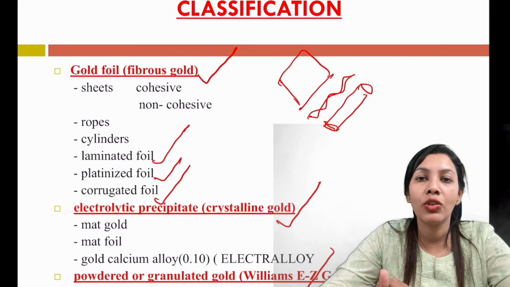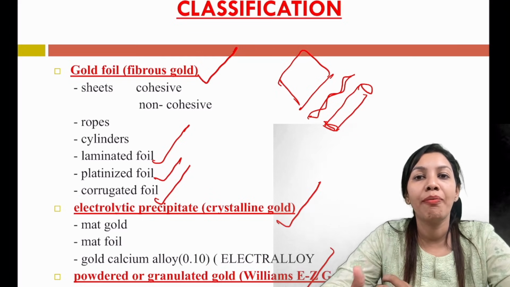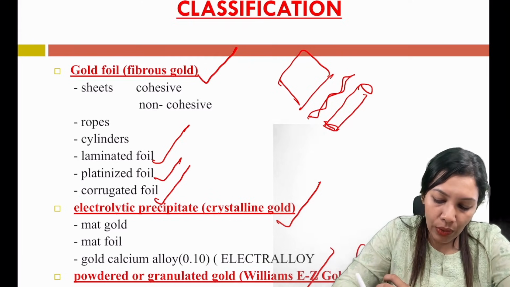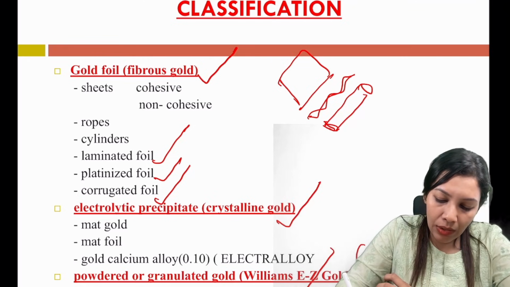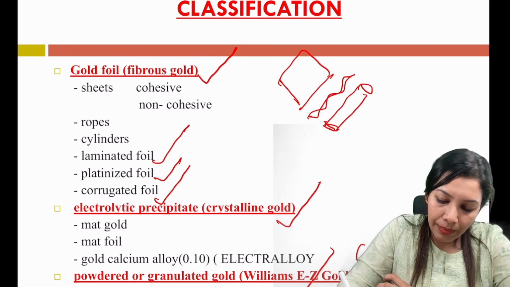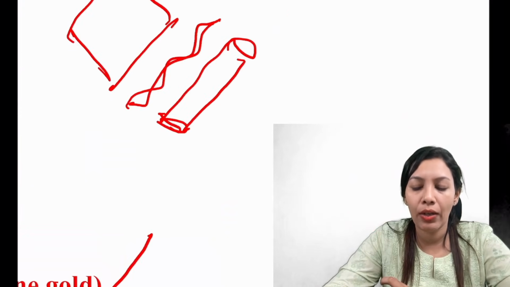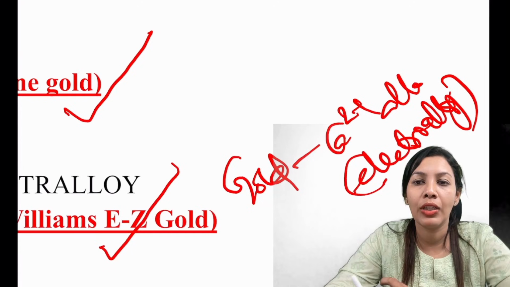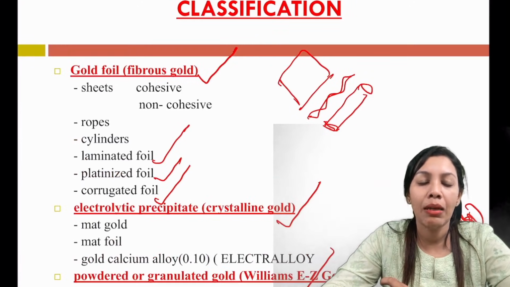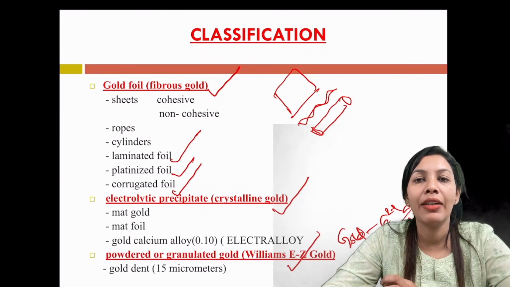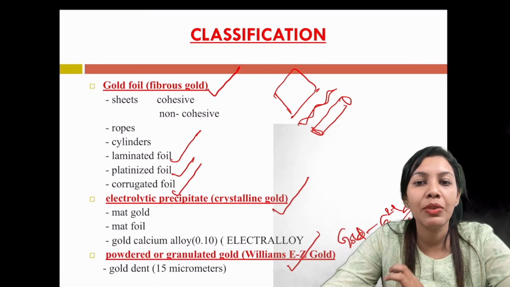In the case of electrolytic precipitated gold, there are matte gold, matte foil, and also a combination of gold and calcium alloy, which is called electroalloy. Next is powdered gold. Powdered gold is very small-particled gold, called gold dent, with a size of 15 micrometers, and it is otherwise called Williams EZ gold.